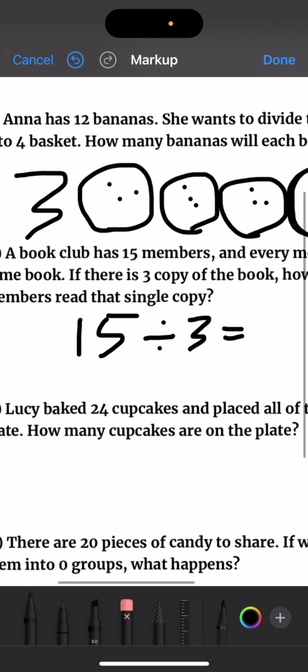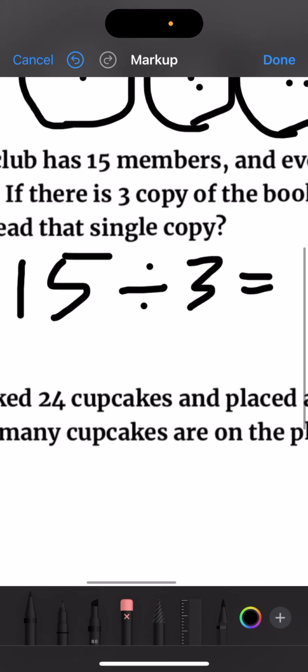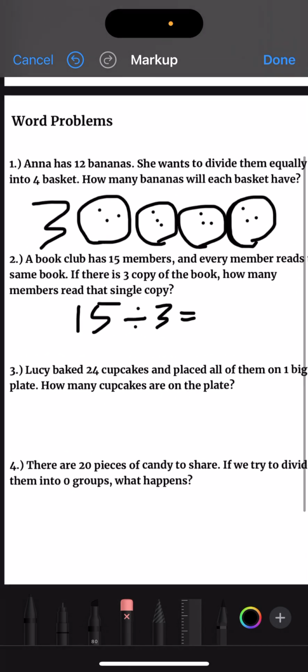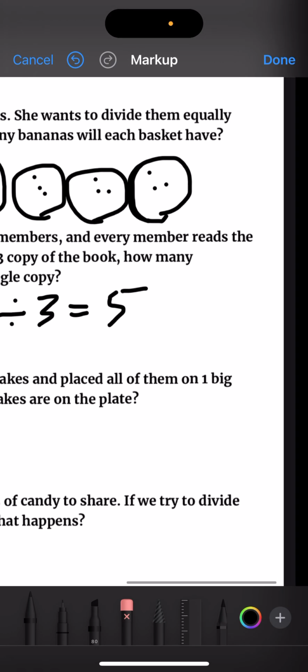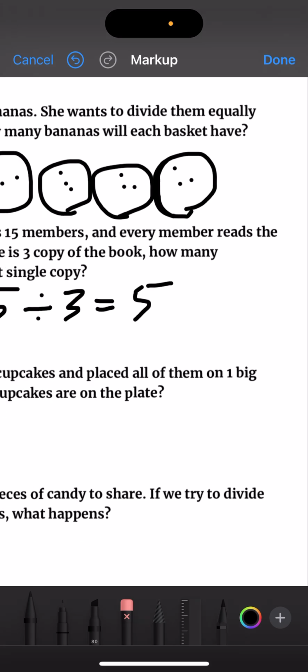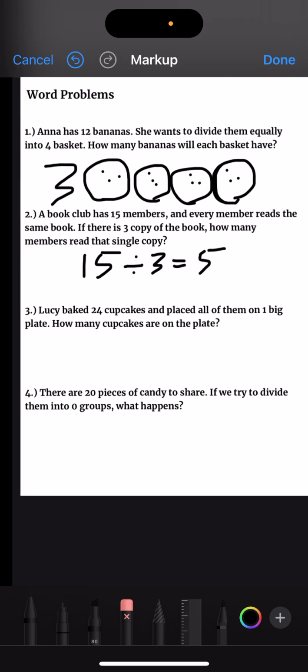So this is what it really is saying. There's 15 people, but then we have to divide that up with 3 books. So 15 divided by 3 will give us 5. So 5 people will read 1 copy, and another 5 will read the second copy, and the last 5 will read the third copy.